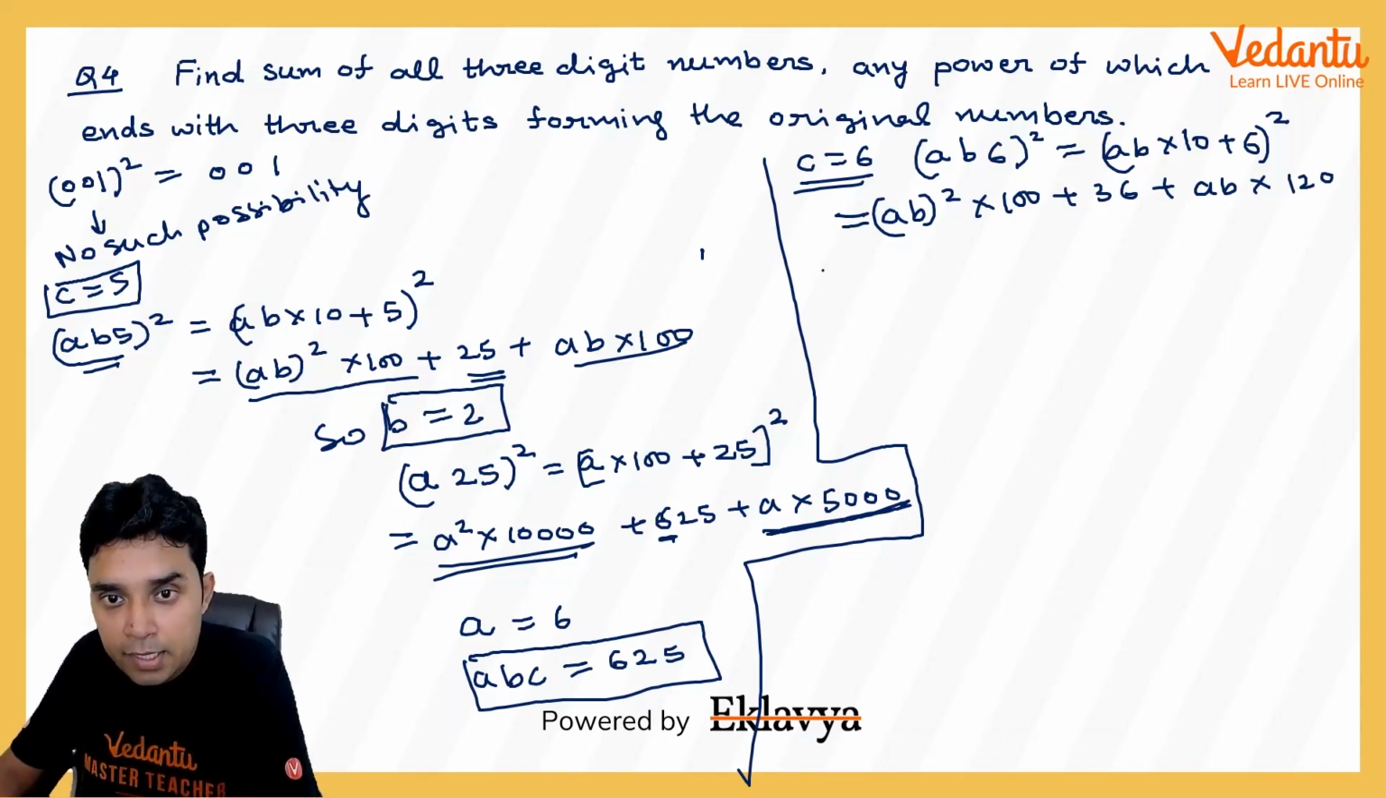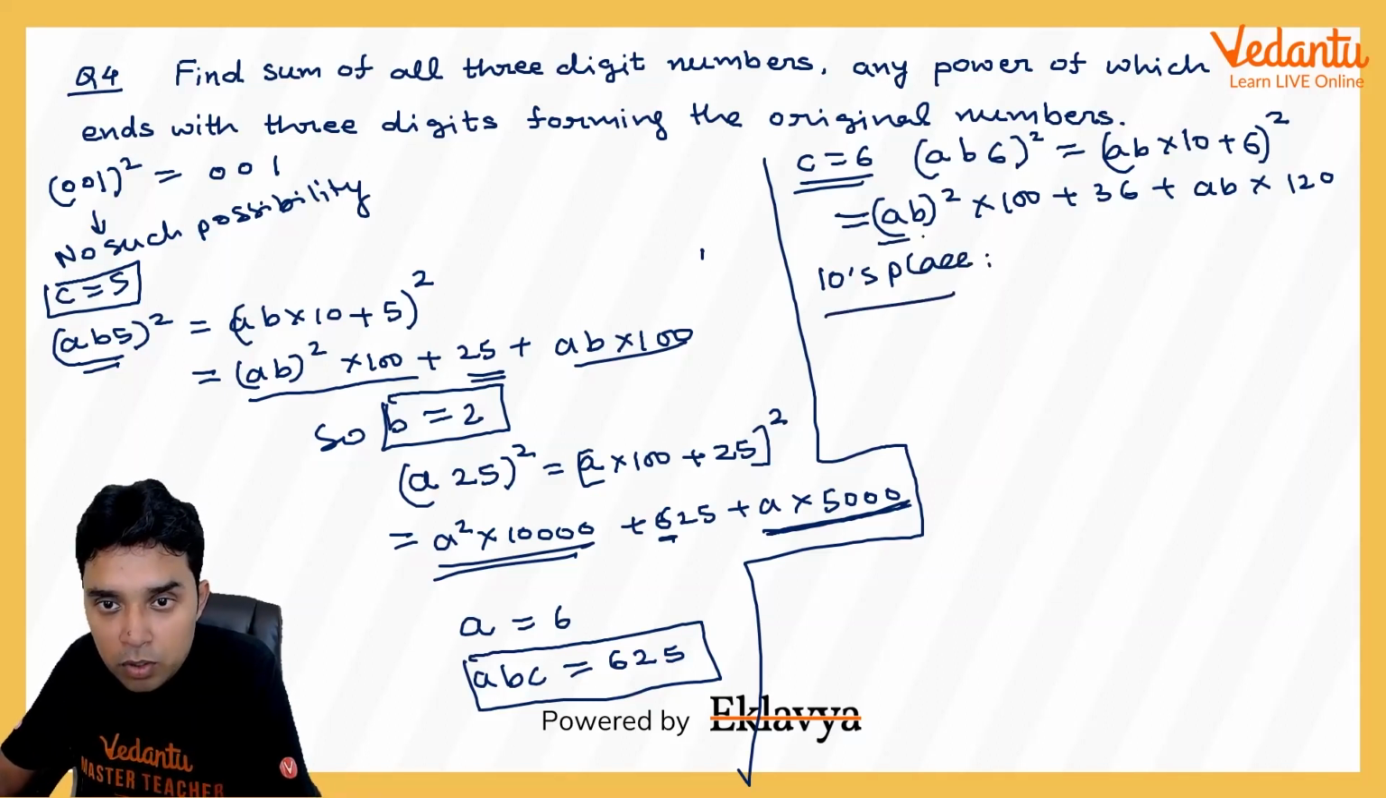If we look at the tens place of the right hand side, it will not be decided by this. It will be decided by this and this.